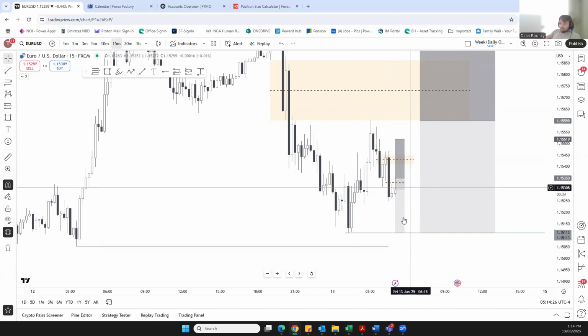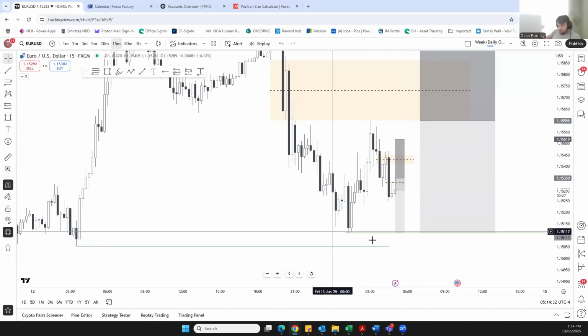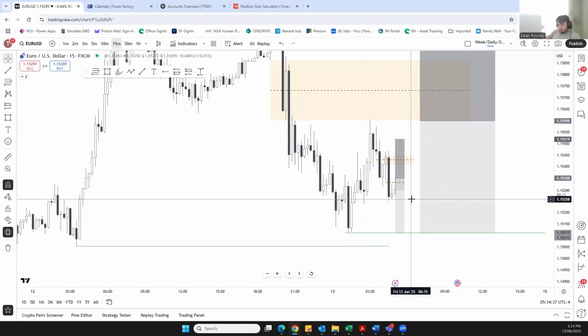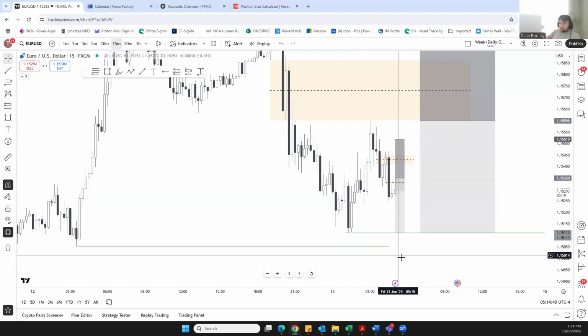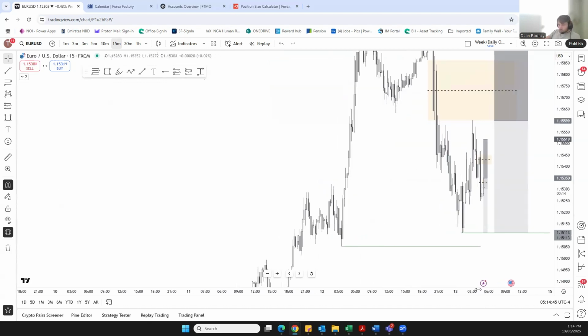So I wouldn't be surprised to see that happen here, where this moves down fast, it stops, it generates more liquidity, and then it rallies back up. People think, yeah, that's it, it's going to go higher, and then the market just decimates them. Okay, so something to consider.